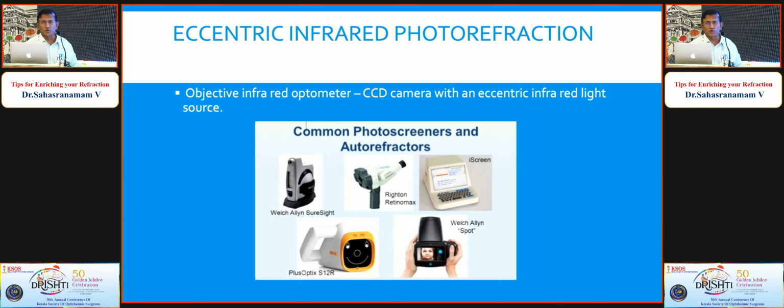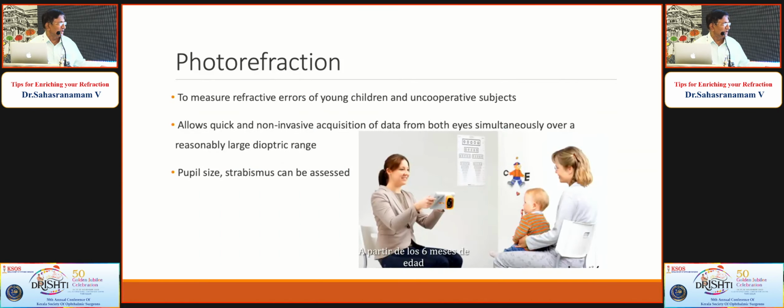This is called a photo screener, especially used in screening of small, pre-verbal children. If you want to screen, you can make use of these gadgets. We'll see how we make use of this. Most of you might have heard of Brückner's test, which you can do with a simple ophthalmoscope, where you see the reflex of the pupil. This is basically based on Brückner's test.